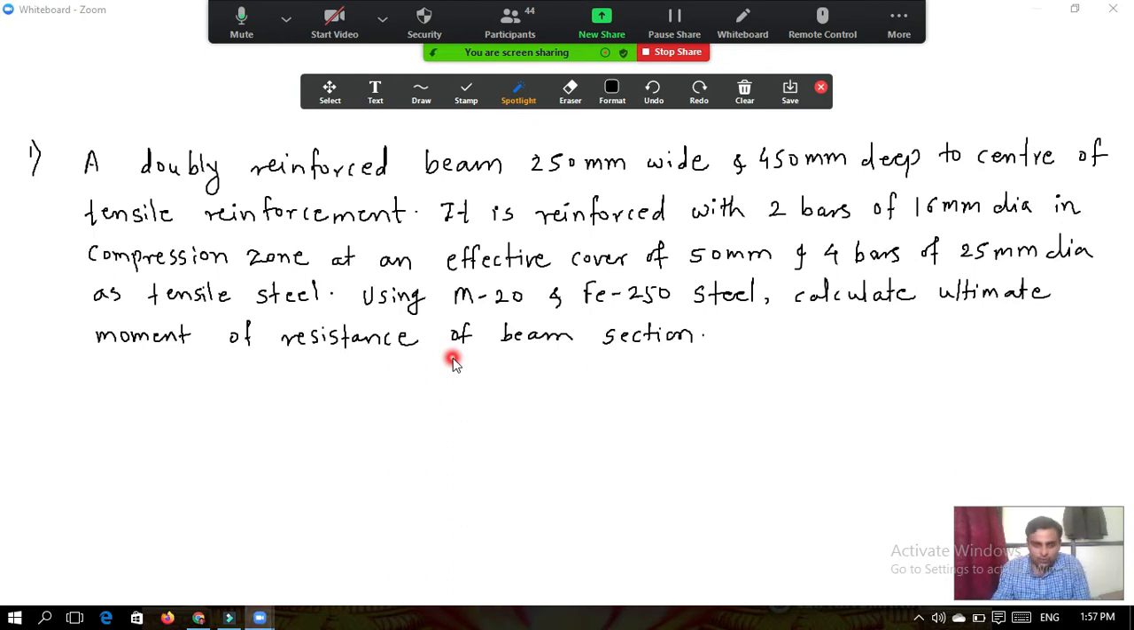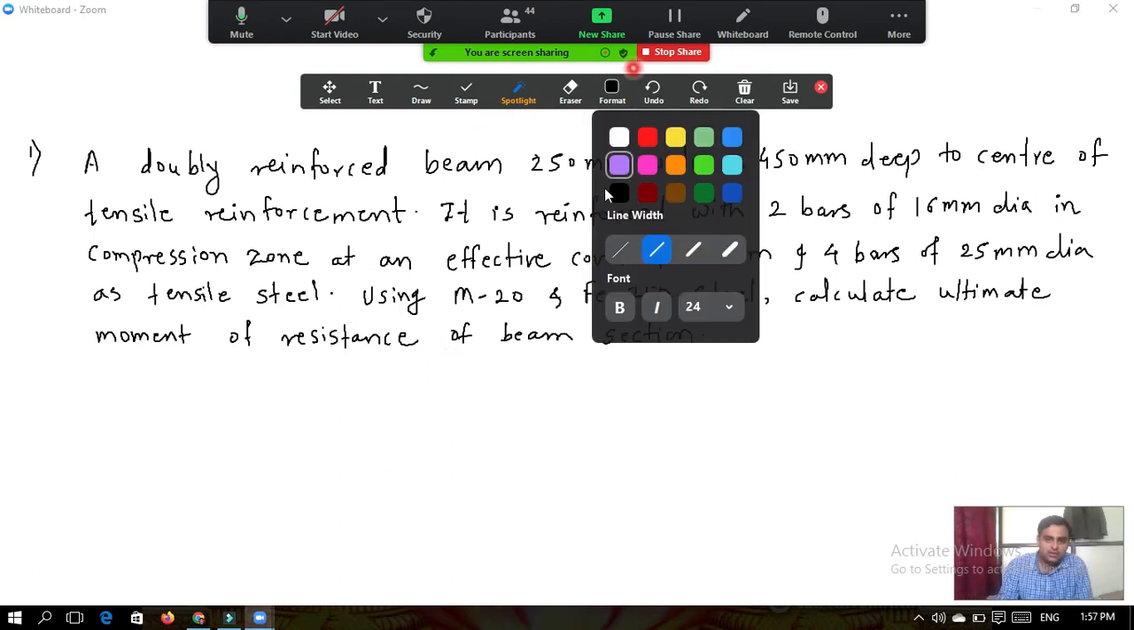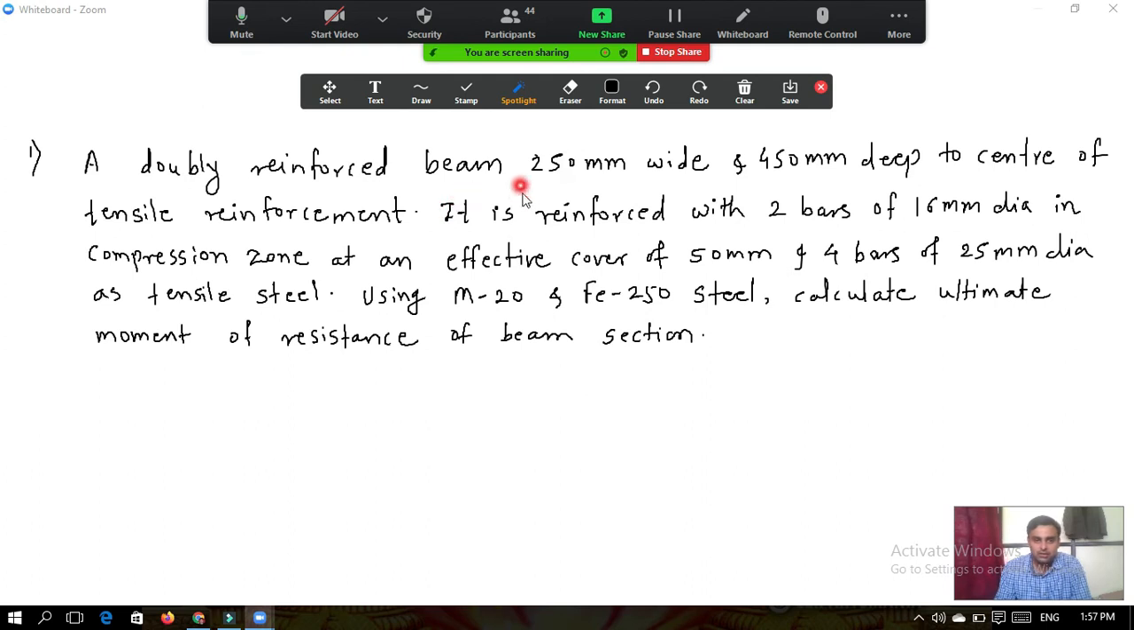For your understanding, you should carefully see the wording here. A doubly reinforced beam 250 mm wide, so b is given to you, and 450 mm deep to the center of tensile reinforcement. So this depth of 450 mm is given up to the center of tensile reinforcement. This is not the overall depth, this is your effective depth.